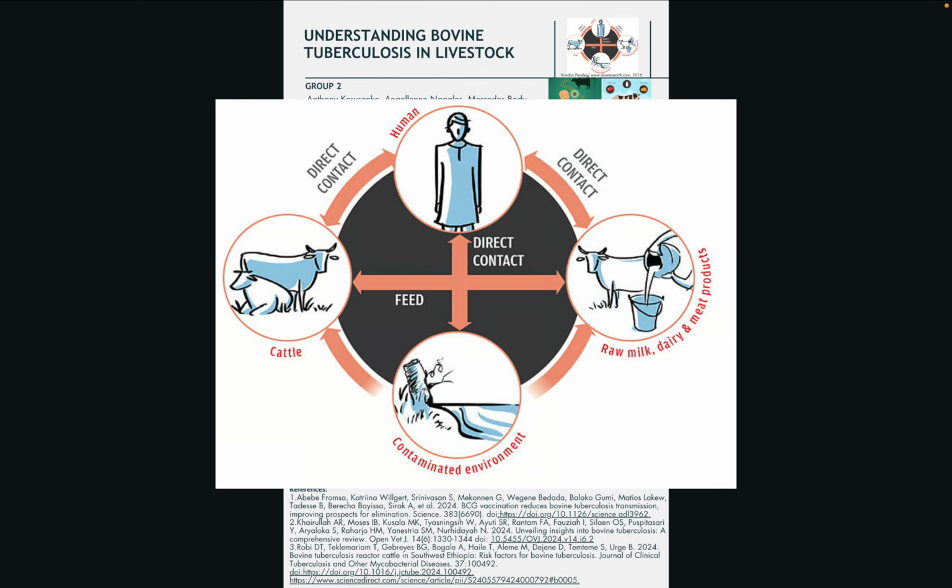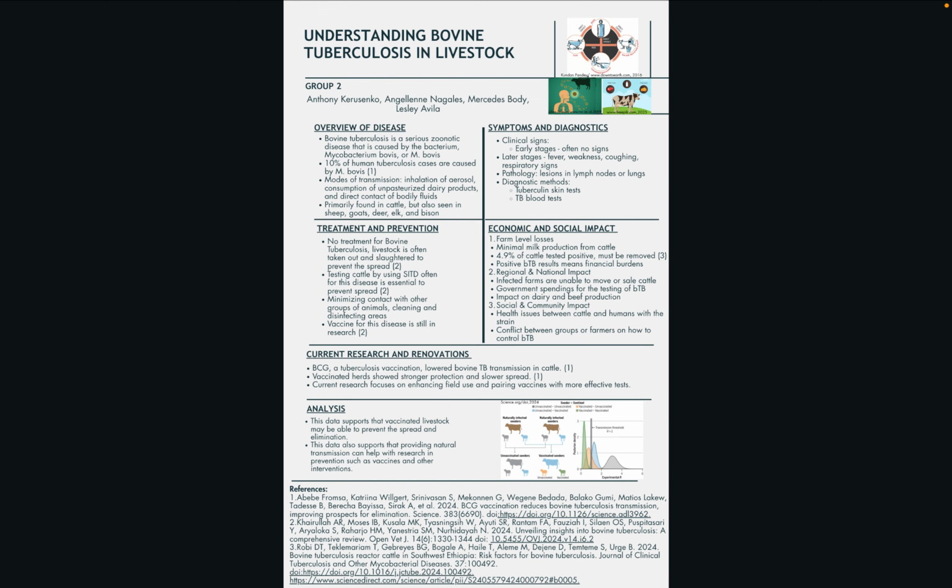This graphic at the top shows the vicious cycle of transmission of bovine tuberculosis. As you can see, a contaminated environment doesn't only affect the cattle, but also the dairy and meat products and humans if coming in direct contact, which then all of these carriers could transmit it to other hosts, so it can easily be spread once something or someone gets infected or contaminated.